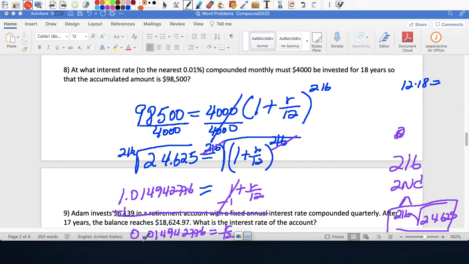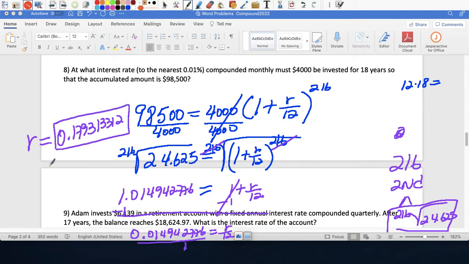So we can put this whole thing over 1. We can cross multiply. R times 1 is r, right? And on the other cross, we're going to multiply 12 times that long number, 0.0149427776, and our final answer is going to be 0.1793. So that's the rate, but it's in decimal format. But as a percent, we can move the decimal 2 over, and it's 17.93%.